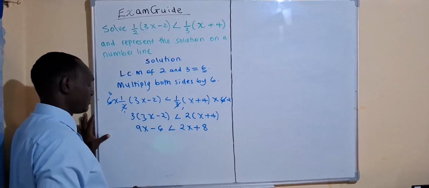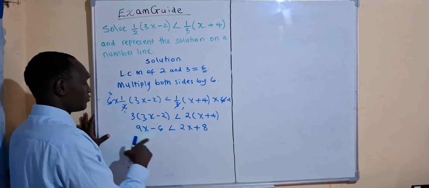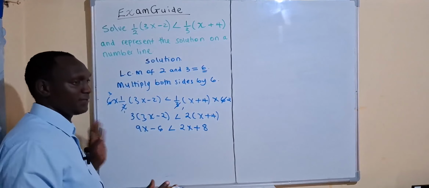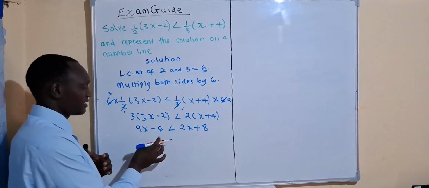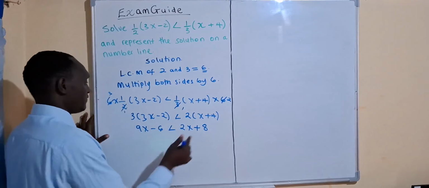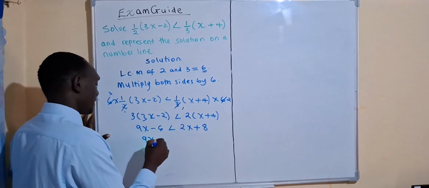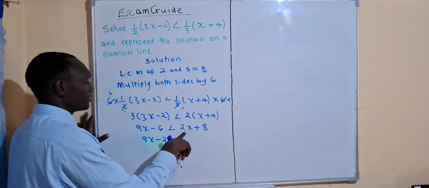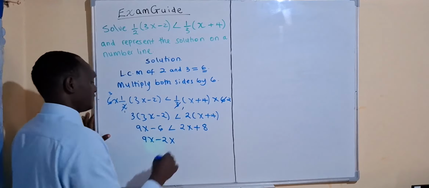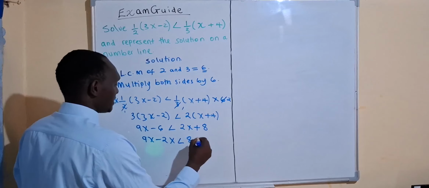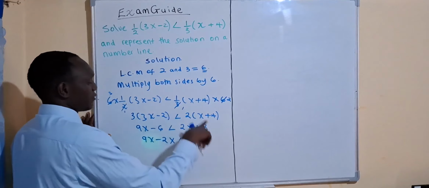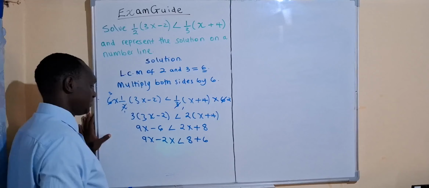Then I'm going to collect the like terms. That means I'm going to bring 2x to this side. How you collect your like terms doesn't matter. Somebody can have the x on this side or on the other side, and you will get the same answer. So if I'm bringing 2x to this side, I will say 9x − 2x. 2x is positive there, but if it crosses the inequality symbol, it becomes negative. It's less than 8 + 6. 6 has become positive here because it was negative there, and we have crossed the inequality symbol.